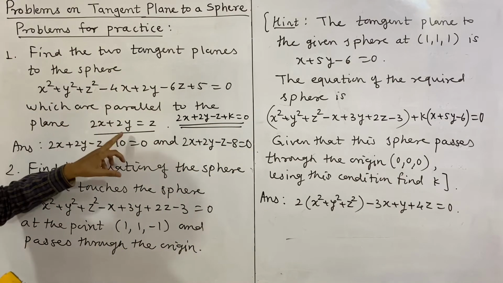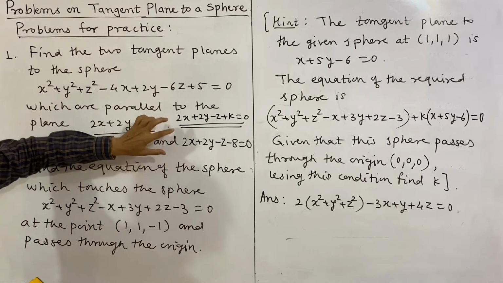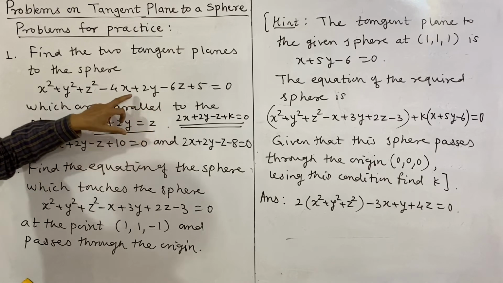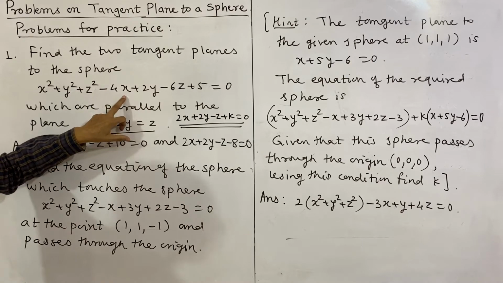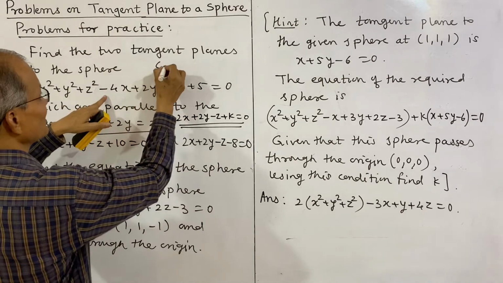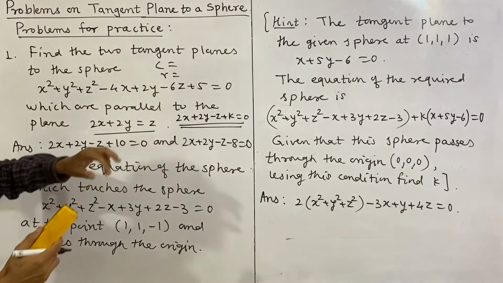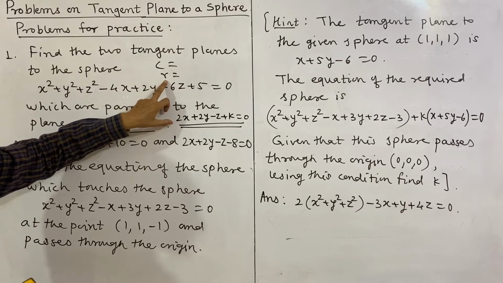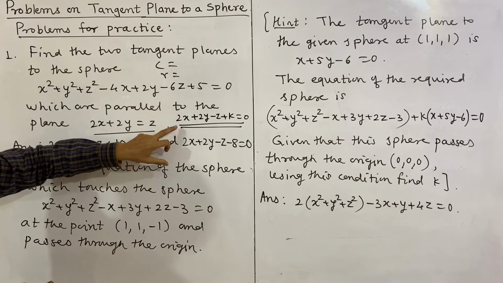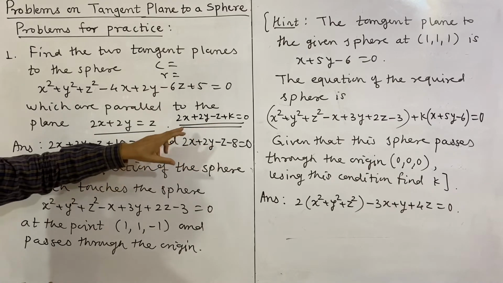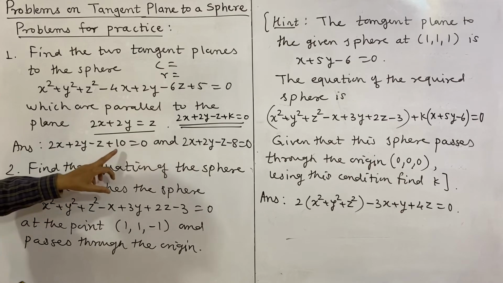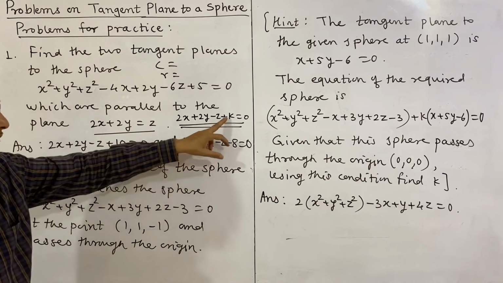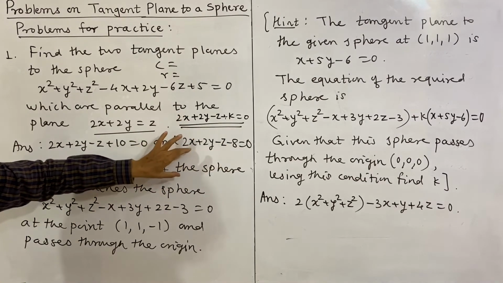Equation of plane parallel to the plane is this one, and then use the condition of tangency for this plane and this sphere. So this plane must be tangent to the given sphere, means find the center C and radius R of this sphere, and then the perpendicular distance from the center to this plane must be equal to the radius, that we have used in our earlier solved problems. By that condition find the value of k, and there will be two values of k which you can see here as 10 and minus 8. So putting the value of k as 10, we get the first plane, putting the value of k as minus 8, we get the second plane's equation.